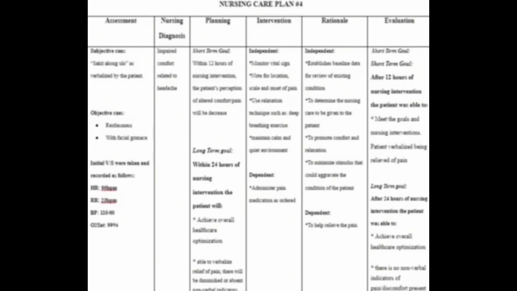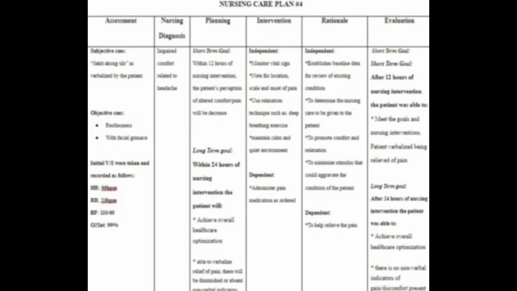For our dependent, administer pain medication as ordered. Our rationale: independent establishes baseline data for review of existing condition to determine the nursing care to be given to the patient, to promote comfort and relaxation, and to minimize stimulus that could aggravate the condition of the patient. And for our dependent rationale, to help relieve the pain.